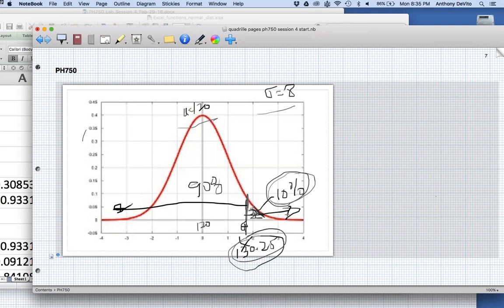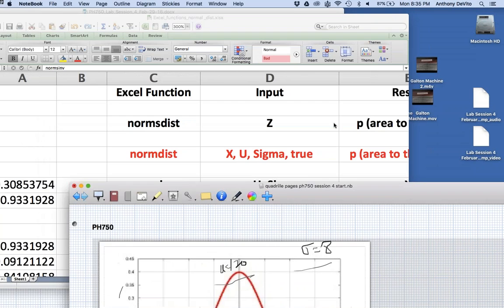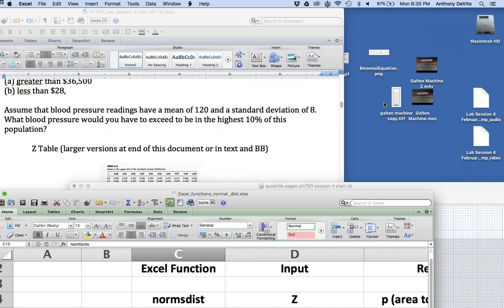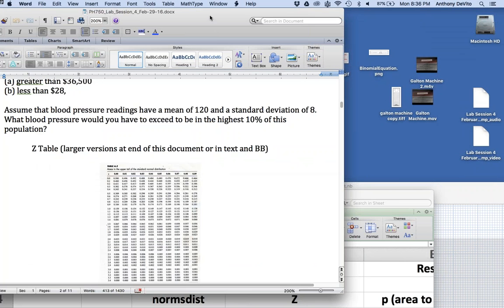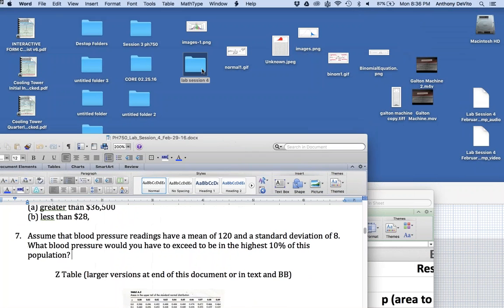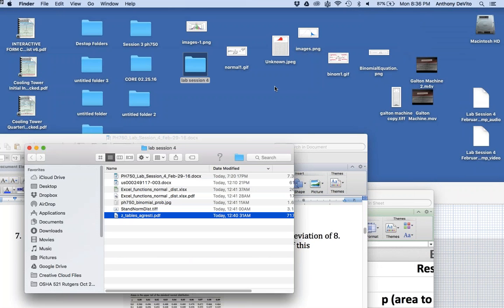How could I do that with the table? Could I do that with the table? Sure, you could do that with the table also. And the way you could do that with the table is, remember, the areas are inside the table. Let's see if I can find the table again. The areas are inside the table.